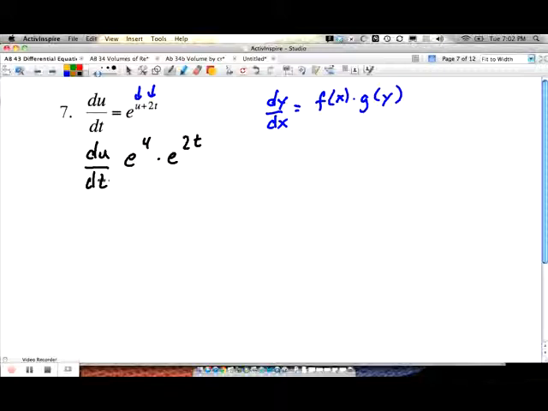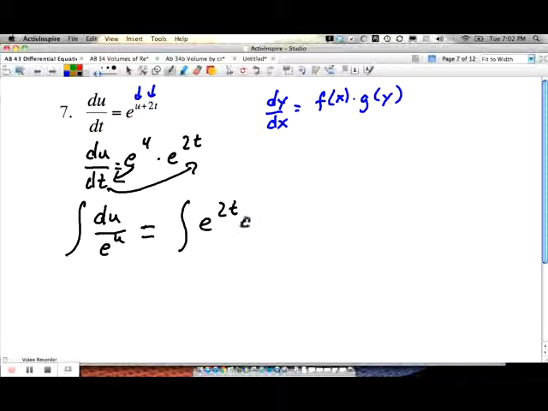So now I think I'm ready to start separating it. I'm going to separate these variables. I'm going to move the dt up with the e to the 2t, and move the e to the u down here. So that gives me the integral of du over e to the u equals the integral of e to the 2t dt.